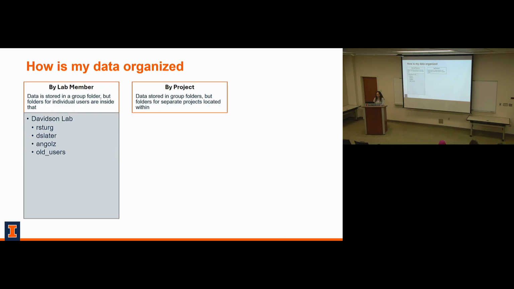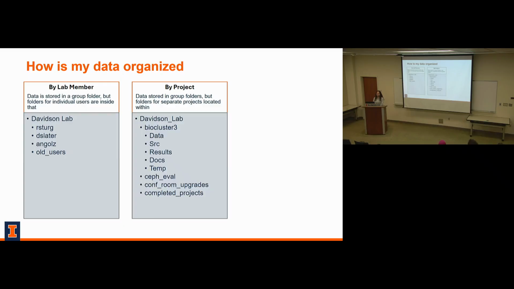And another one is by project. So in this method, data is still stored in a group folder, but the folders for separate projects are located within. So you can see this is a lab folder, and under the lab folder, each subdirectory is a specific project, and each project has its own subfolders.